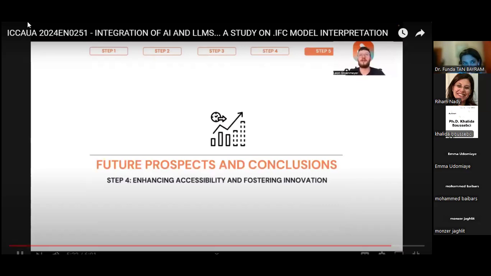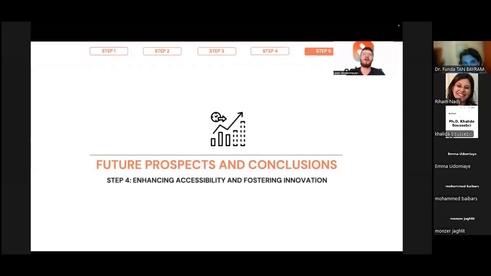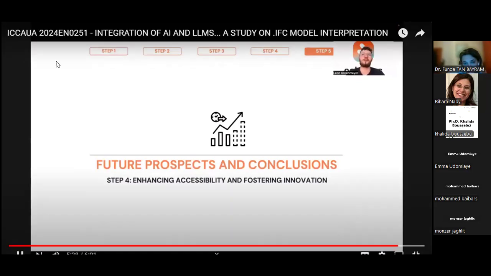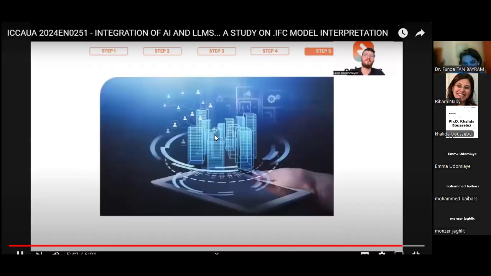Looking ahead, successful integration of AI could revolutionize BIM access, allowing a broader range of professionals and stakeholders to engage with essential data without specialized training. We believe this research may lay the groundwork for future innovations in the automated construction process.